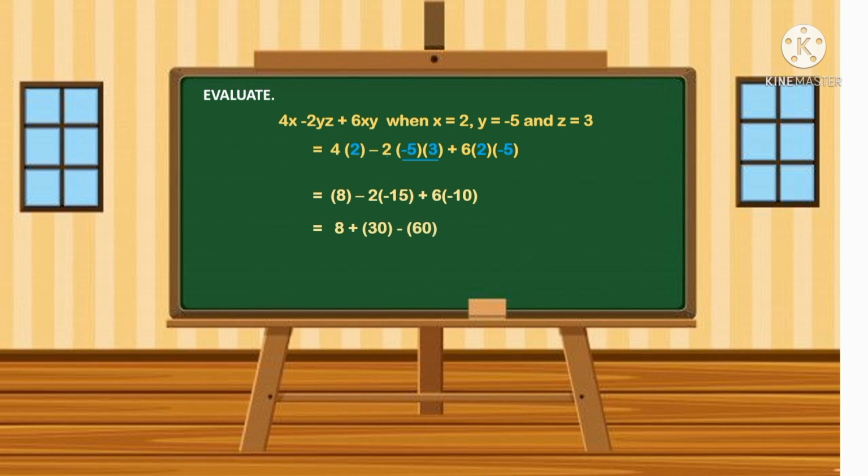Then negative 2 times negative 15 becomes positive 30. So 6 times negative 10, since they have different signs, by the rule of multiplication of integers gives us negative 60. First you have to add, so 8 plus 30 becomes 38 minus 60. So it gives us an answer of negative 22.